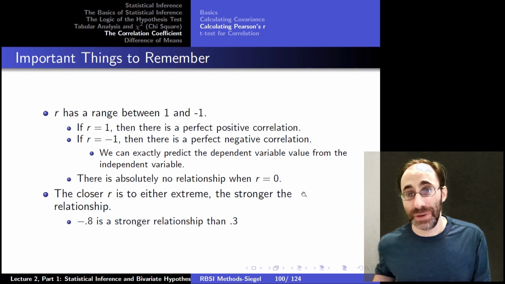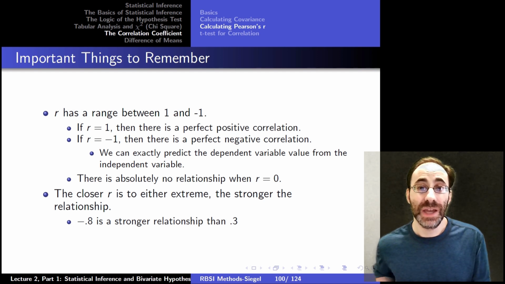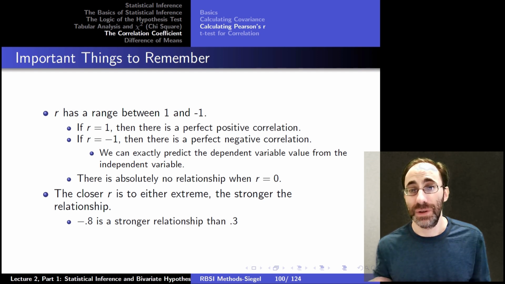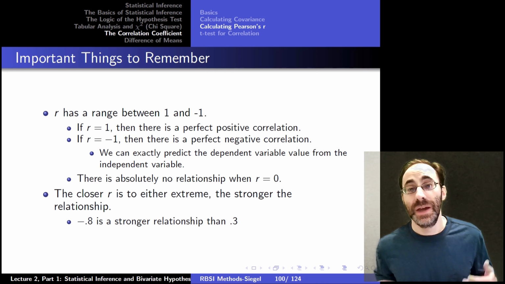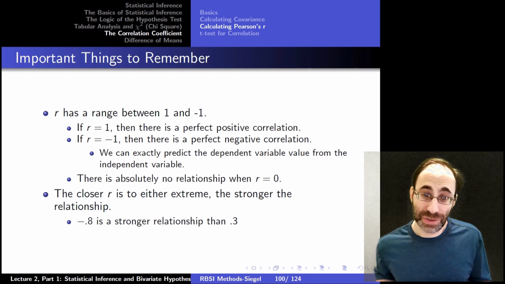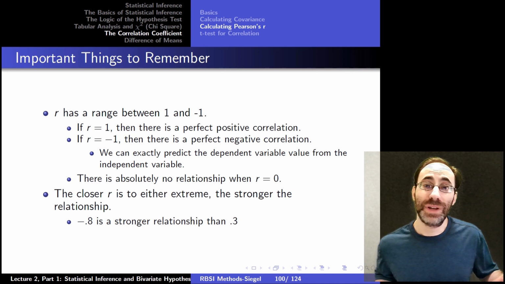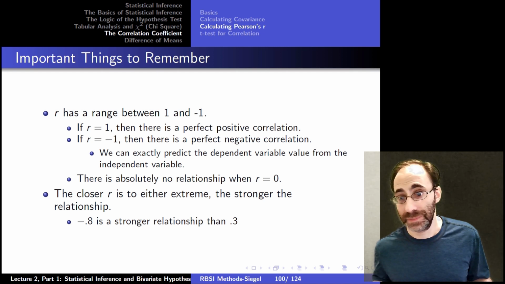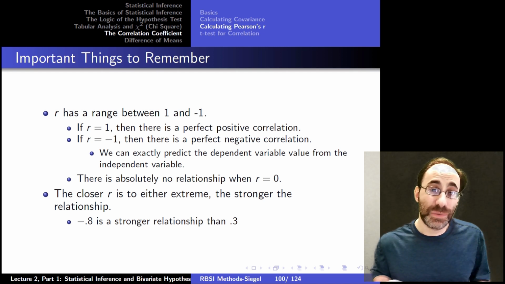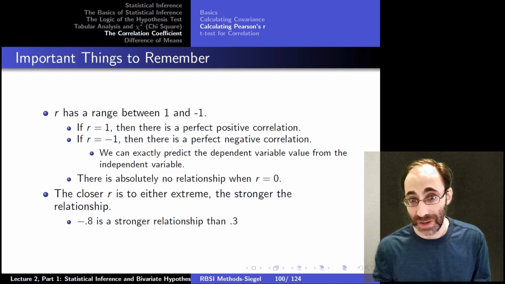Okay. When r is 0, in contrast, there's no relationship. That's the null hypothesis you're going to be testing here: r equals 0, which means there's no relationship, no association between x and y. And then the nice thing is, it tells you the strength as well, right? As r gets closer to the extreme of 1 or negative 1, the relationship gets stronger. So a negative 0.8 is a very strong relationship, whereas a 0.3 is less strong. So it gives you direction in the sign of r, and strength in the magnitude of r.